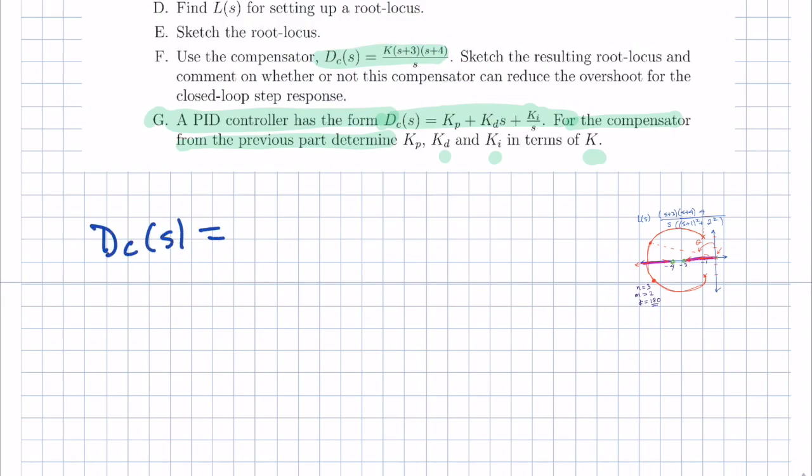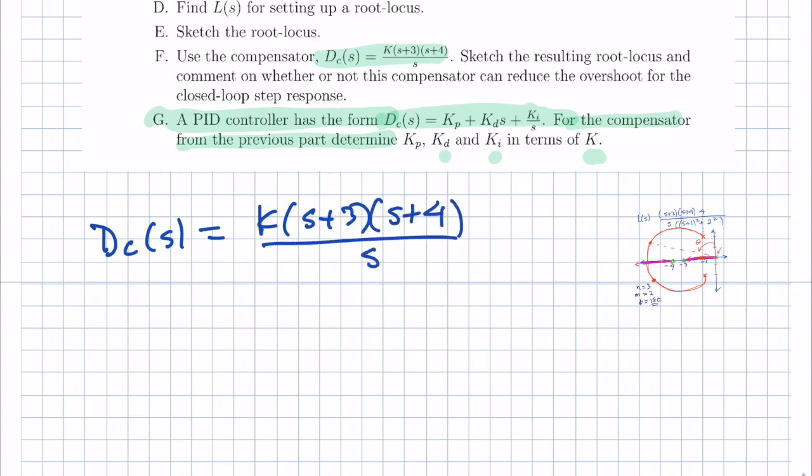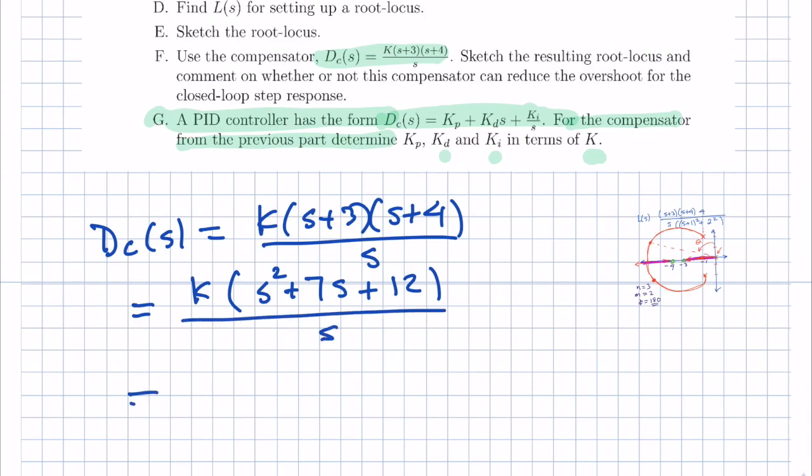Dc of s is of the form K times (s plus 3)(s plus 4) over s. And so we FOIL this out and we get K times (s squared plus 7s plus 12), all divided by s. And we manipulate this into the form that we see here for the compensator, so we can identify the gain constants associated with the proportional, derivative, and integral parts of our controller.